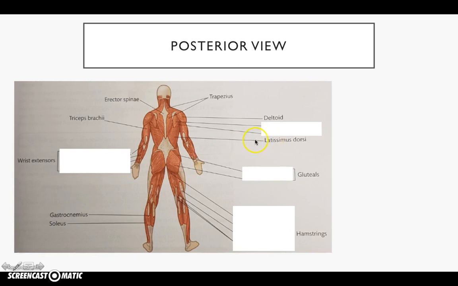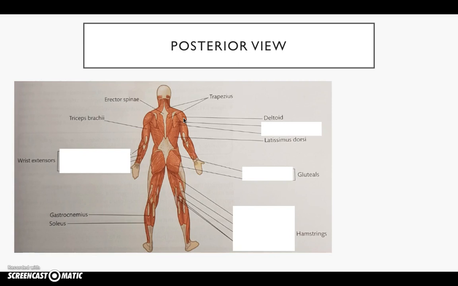Latissimus dorsi, you may know them as your lats, but you need to know them as latissimus dorsi. That's this muscle here. That's latissimus dorsi, and then that's just the posterior view of your deltoid that you put down for your anterior view. So they are the muscles that you need to know for your exam.